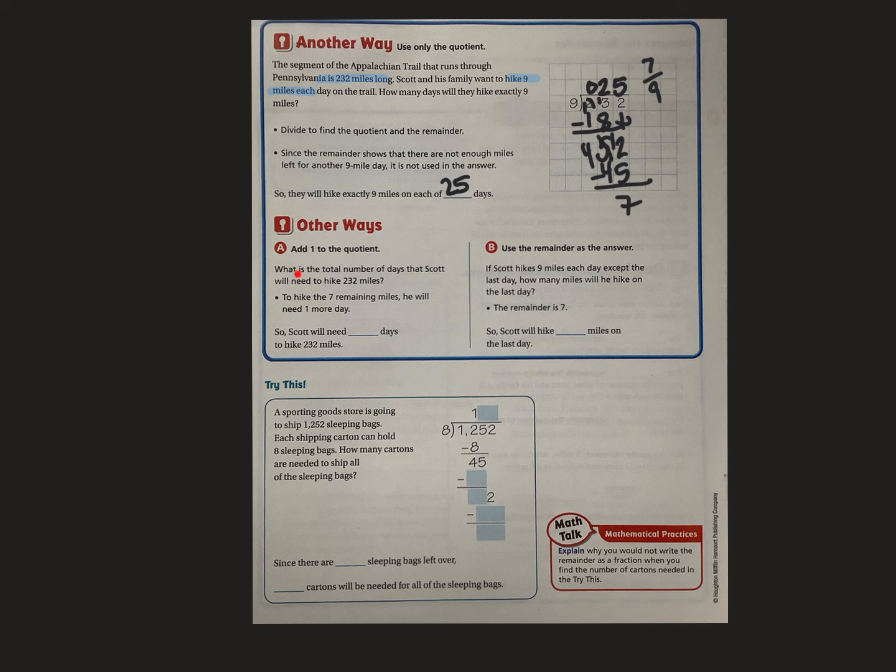Other ways: we can add one to the quotient. What's the total number of days that Scott will need to hike 232 miles? Well, he's got 25 days and then he's got 7 more miles. So he can hike 26 days and then he will cover all of it. So to hike the 7 remaining miles, he will need 1 more day. So Scott will need 26 days now, 25 with the 9 miles, and then 1 more day with the 7 more miles that are left.